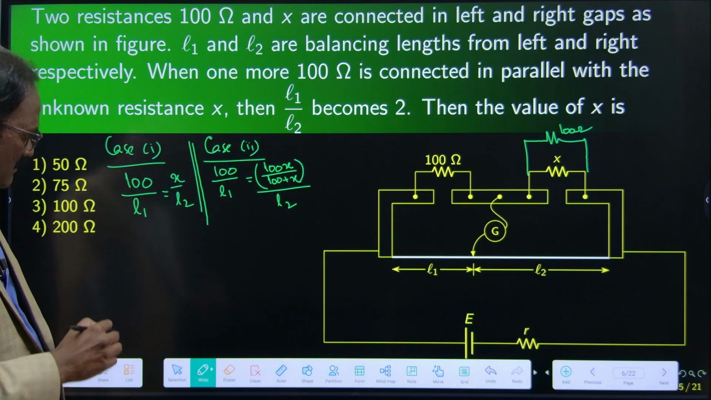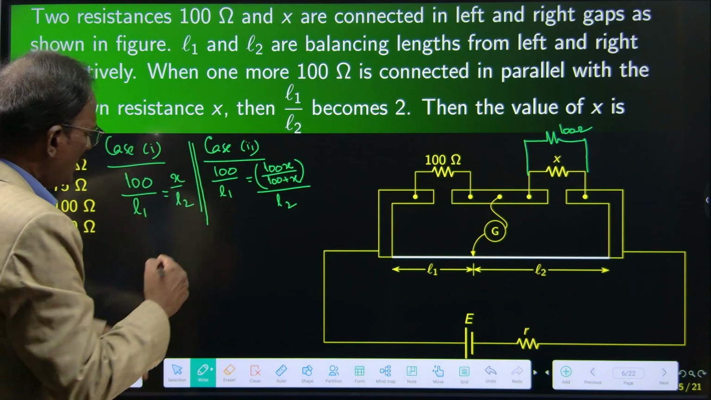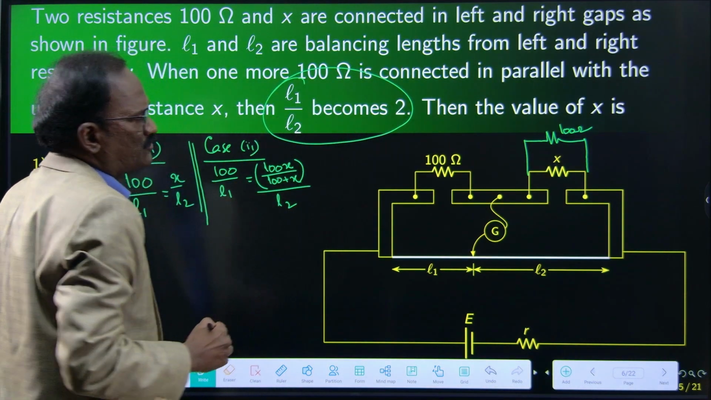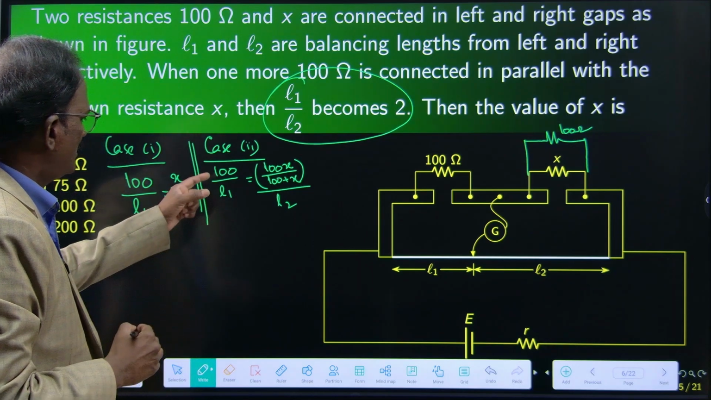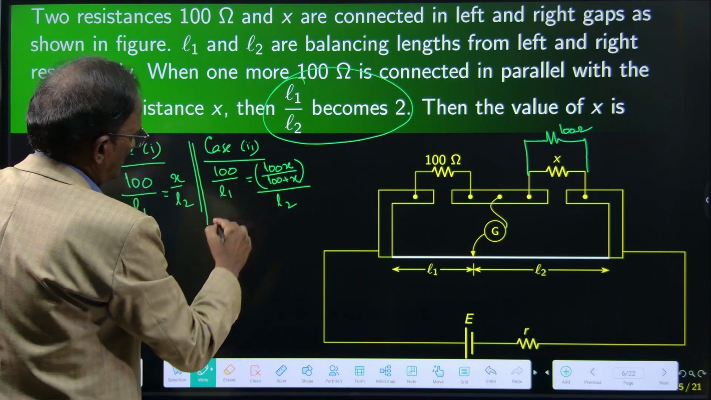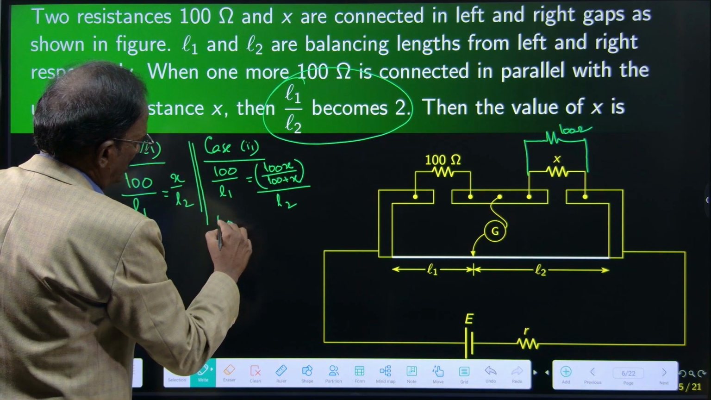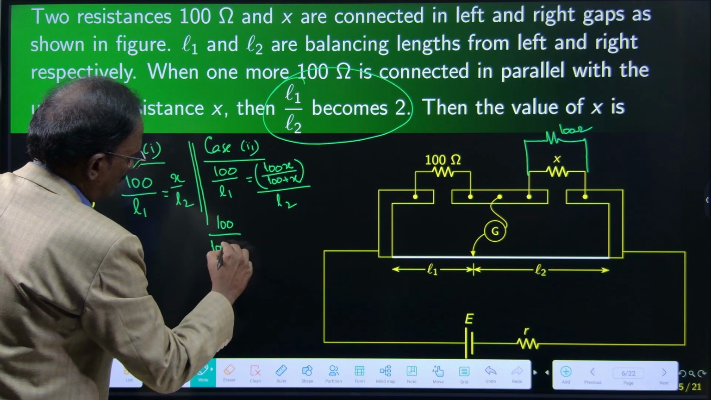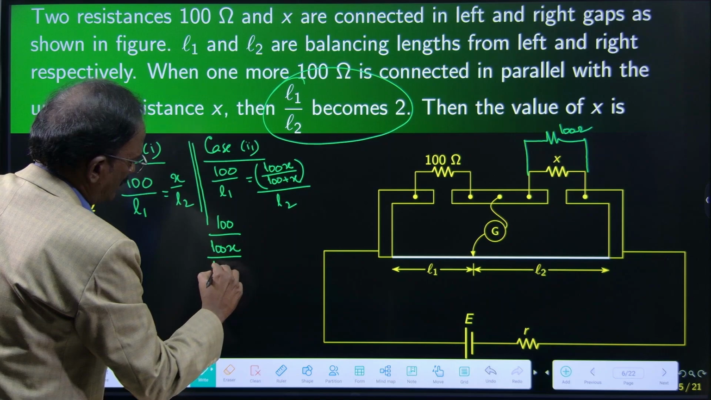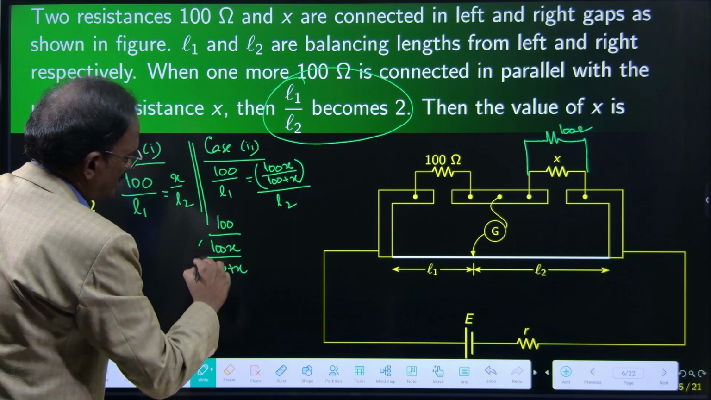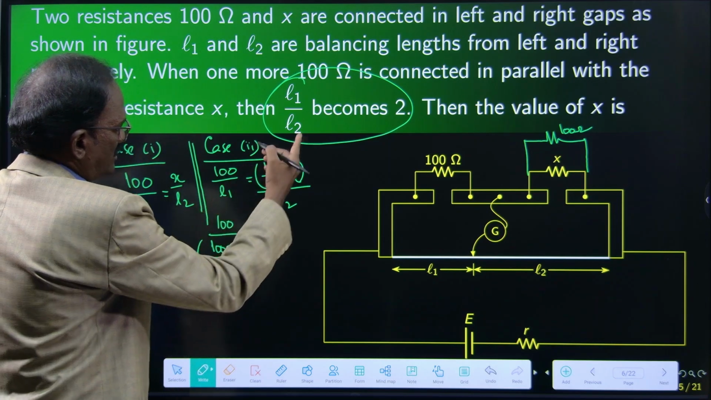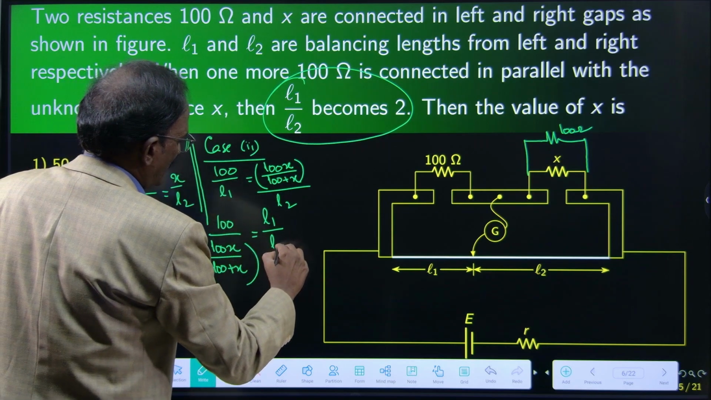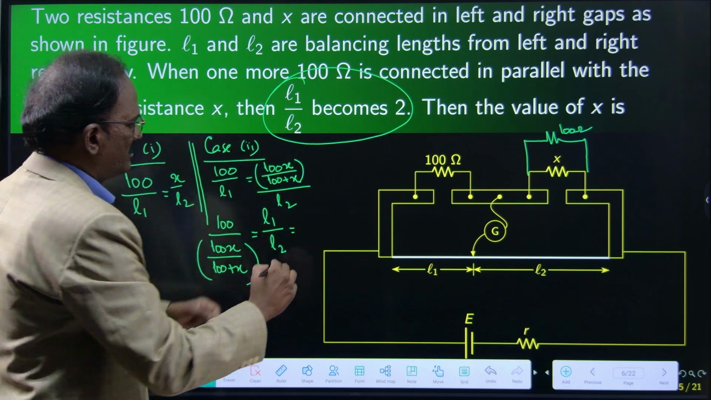So we can write 100 divided by, because the L1 by L2 becomes 2. This is one value they are giving. So I am going to find L1 by L2. What L1 by L2 is coming? 100 divided by, cross multiplying, 100x divided by 100 plus x is equal to L1 going to the top as numerator, and this is L2. L1 by L2 is 2.